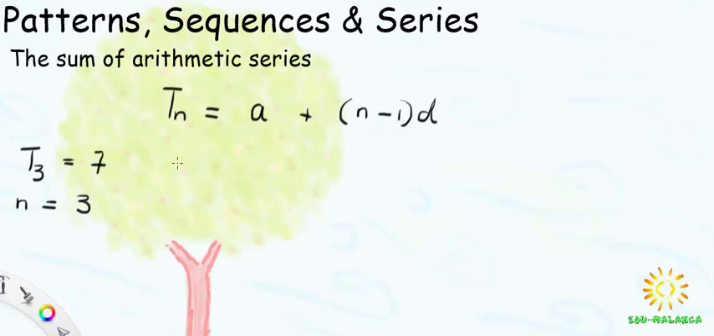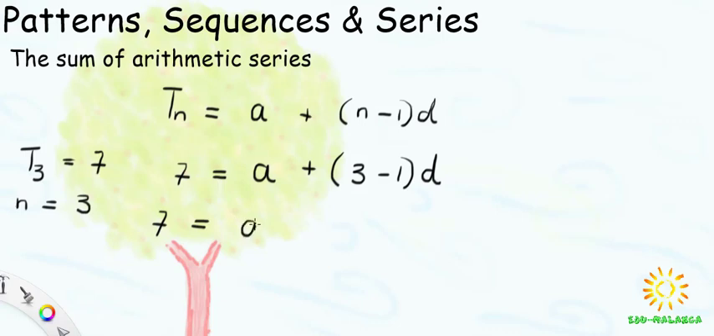Tn becomes 7 because we know what it is equal to. We don't know what a is yet, plus we know what n is because it was given to us as 3: 3 minus 1, and we also don't know what d is. So we're going to have the equation look like this. Let's simplify the equation. We have 7 is equal to a plus 3 minus 1, which is equal to 2, so that's 2 times d.